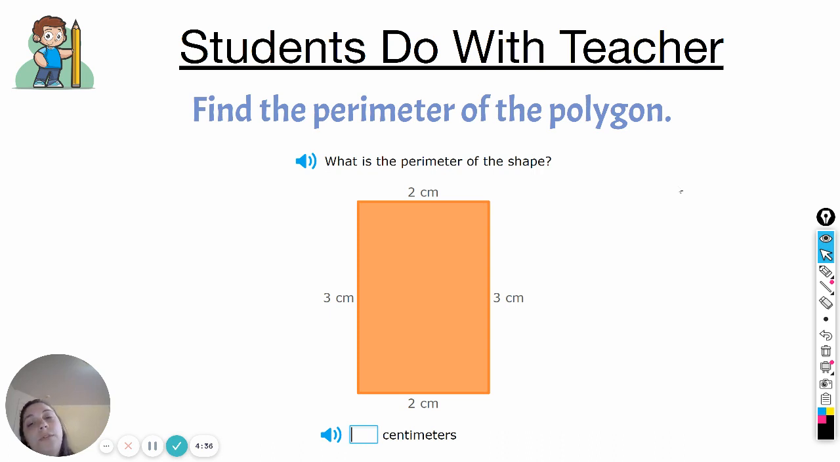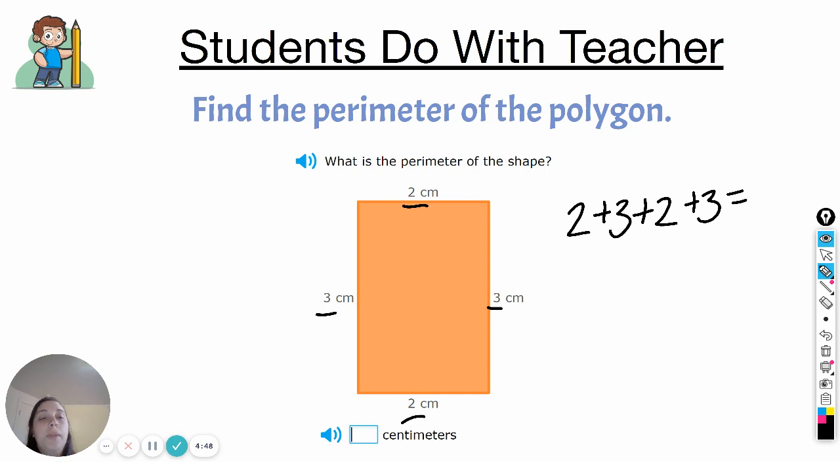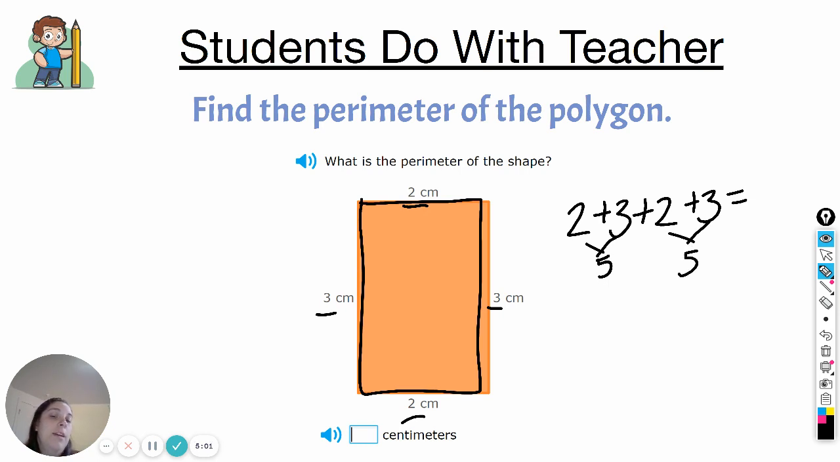Okay, so you should have noticed that there's a 2, 3, a 2, and a 3. So we're adding 2 plus 3 plus 2 plus 3. Okay? We're adding all the sides to figure out the length that it goes all the way around the rectangle. Well, 2 plus 3 is 5. 2 plus 3 is 5. And I know 5 doubled equals 10. So the perimeter of this polygon is 10 centimeters.